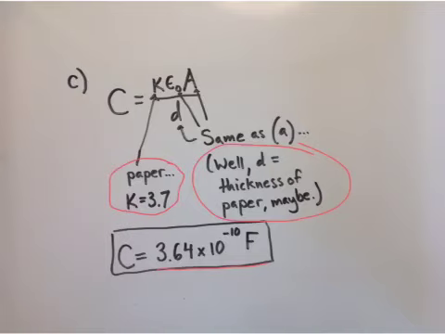Now the question didn't ask how much charge you could put on this capacitor at 3,000 volts, but it would be the same basic calculation as what we did before in part B. You would just use the new capacitance.